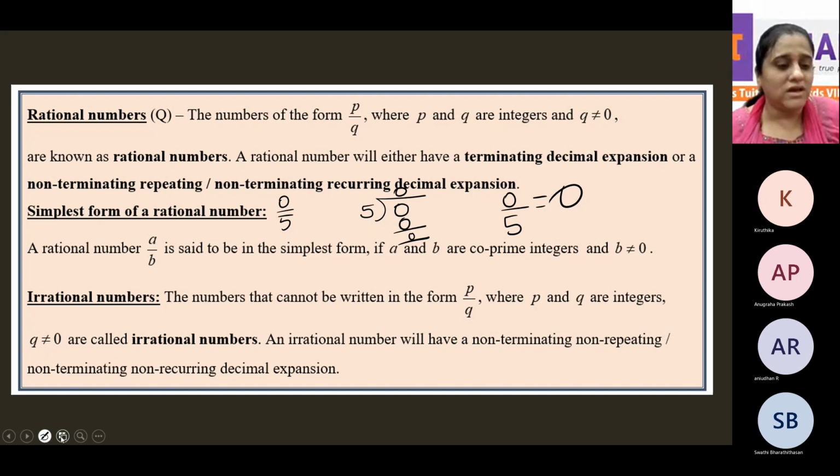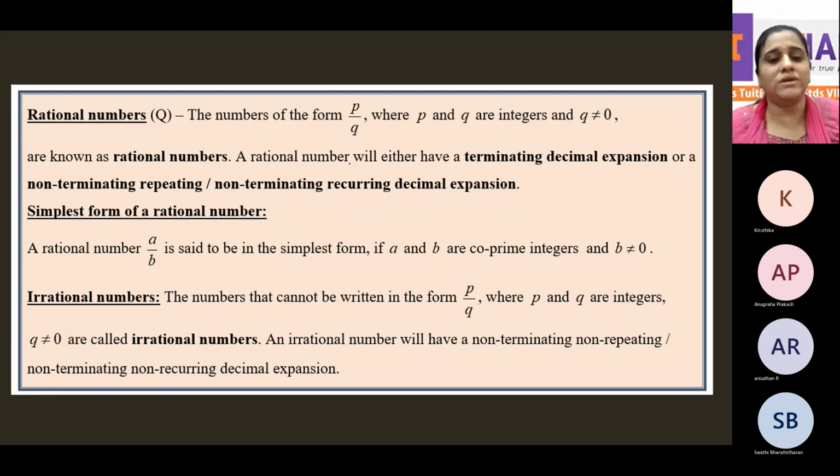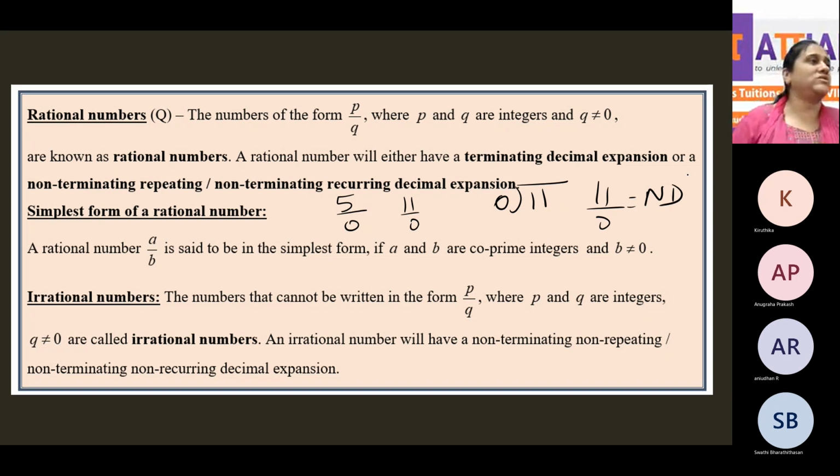Why? Because as we just saw, if the denominator is 0, 5 by 0, not just 5, anything by 0. So 11 is the dividend, 0 is the divisor. 0 into anything is 0. So you cannot complete this division. So 11 by 0 is not defined. Division by 0 is not defined.